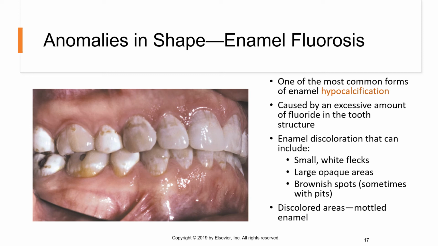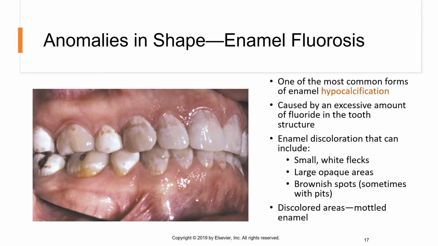Enamel discoloration can include small white flecks. So you see some of that is white flecks, right? Large opaque areas, definitely see that. Opaque meaning white. And then brownish spots, often with pits. Discolored areas, we call that mottled enamel. Mottled enamel is associated with enamel fluorosis.